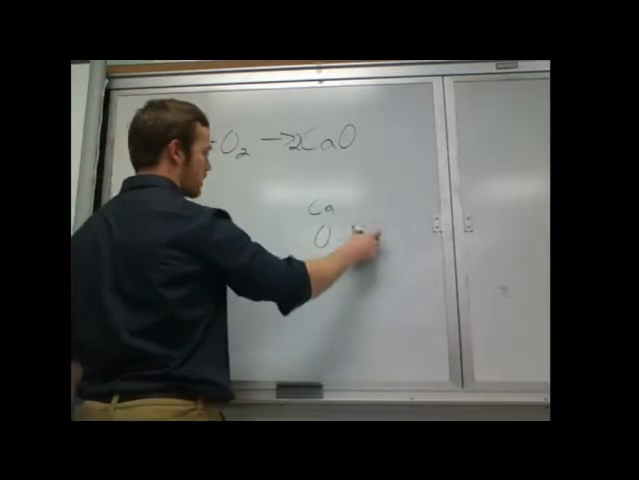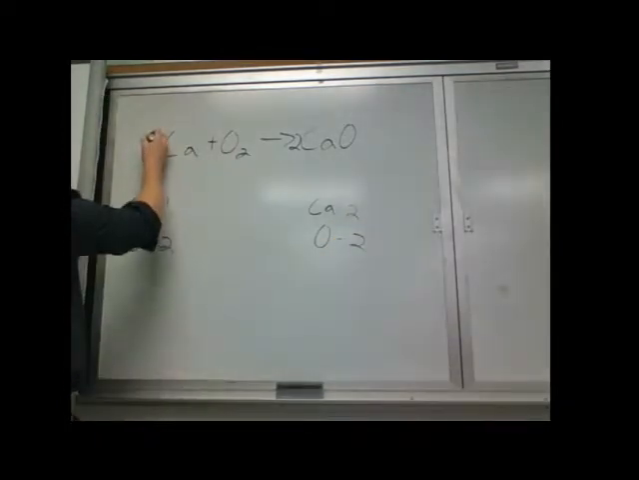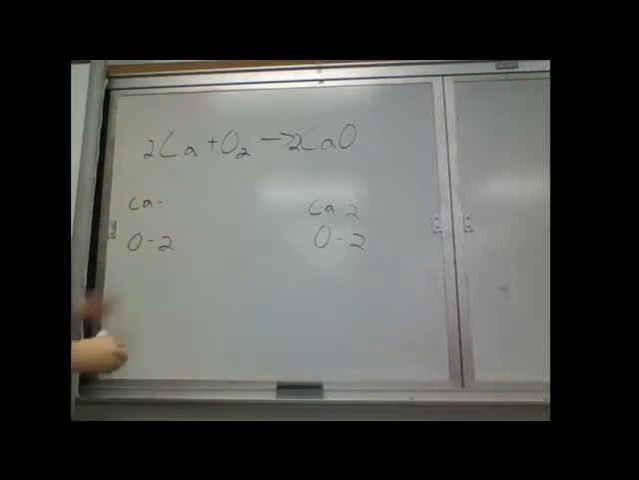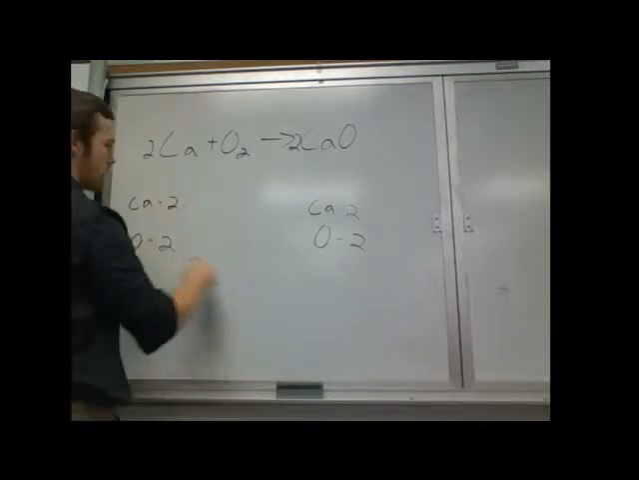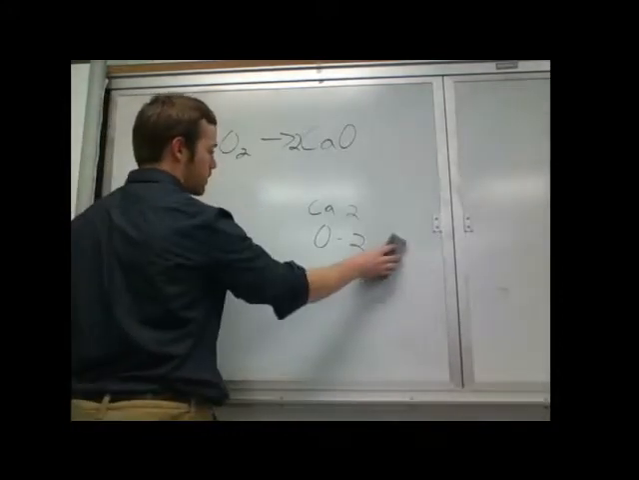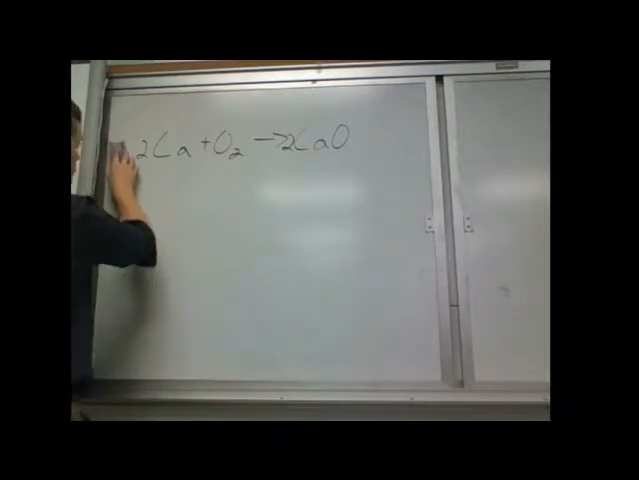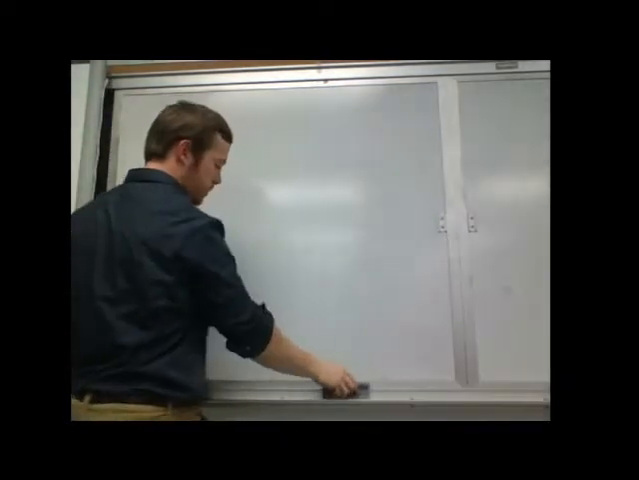As a net result of this, I'm going to end up with two calciums and two oxygens, thus having to change this using a coefficient. Now I have two calciums, two oxygens, two calciums, two oxygens, showing the conservation of matter and mass within the chemical expression. Looking at example number two.